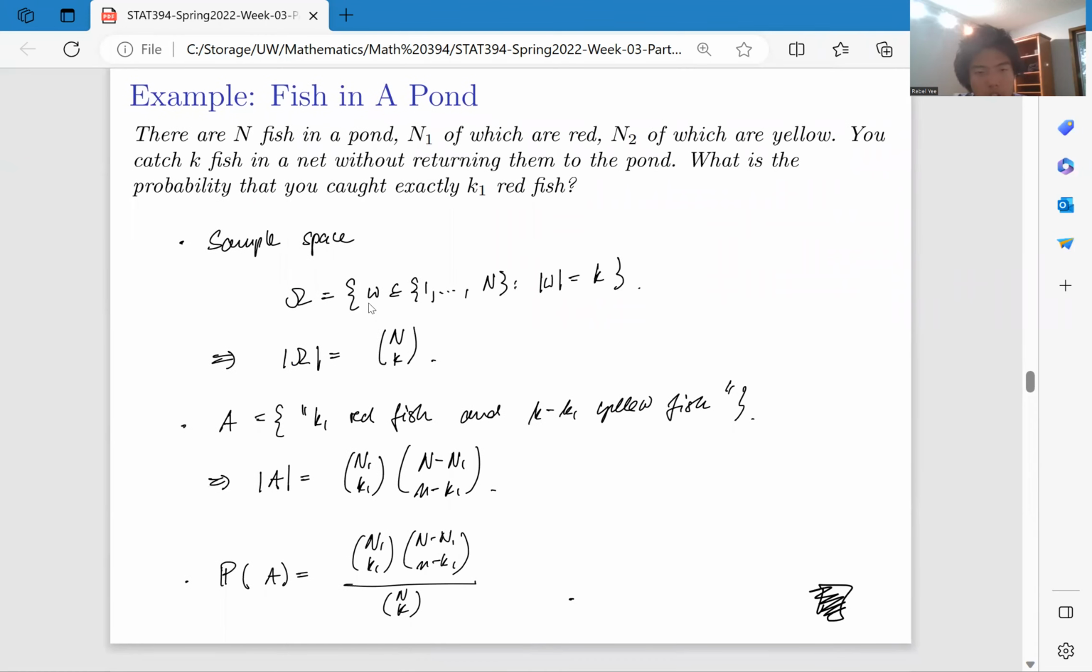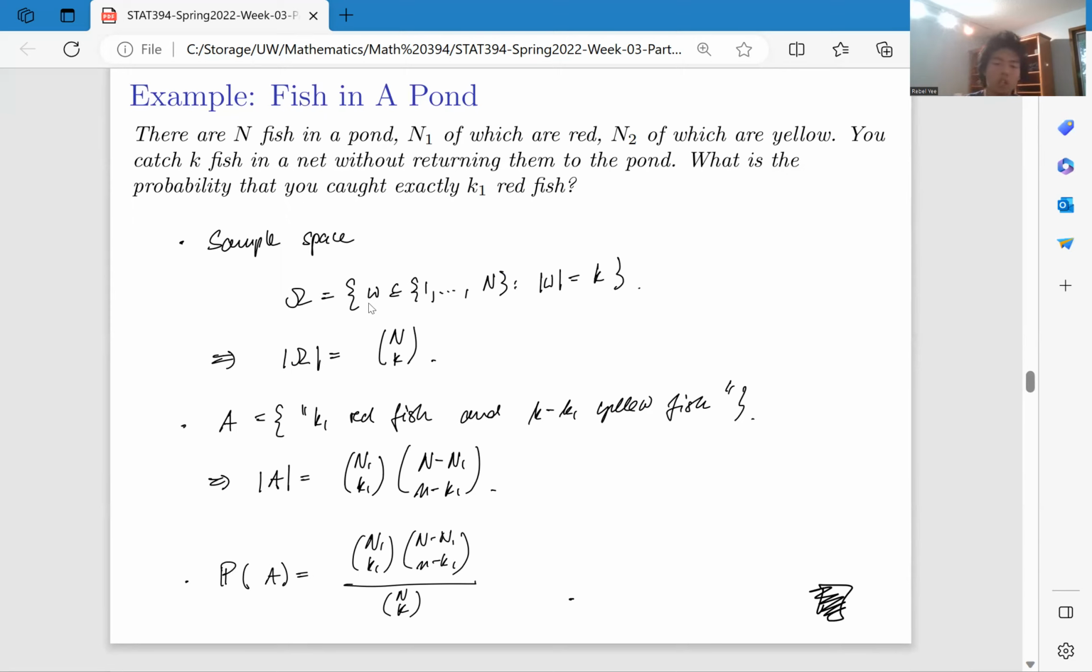One fully worked example is the fish in the pond. Suppose there are N fish in the pond, N1 of which are red, and N2 of which are yellow. You catch K fish in a net without returning them to the pond. What is the probability that you caught exactly K1 red fish? There are too many variables here, so I want to define them one by one. First, which variables show the fish numbers? N is the total fish in the pond. N1 is the red fish. N2 is the yellow fish. And K is the fish that you catch. And K1 is the red fish that you catch.